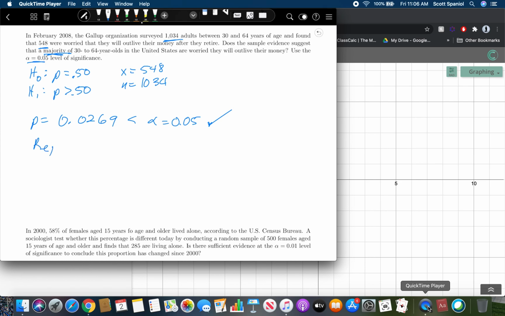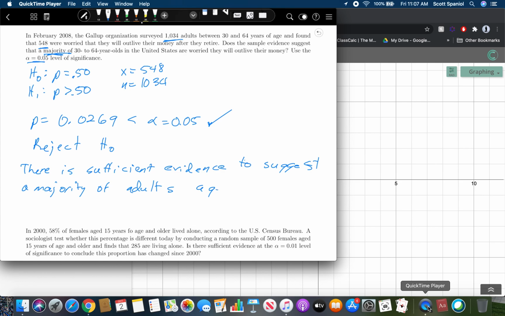So we can reject H naught and say there is sufficient evidence to suggest a majority of adults age 30 to 64 are worried they will outlive their money. Okay, so that's that one.